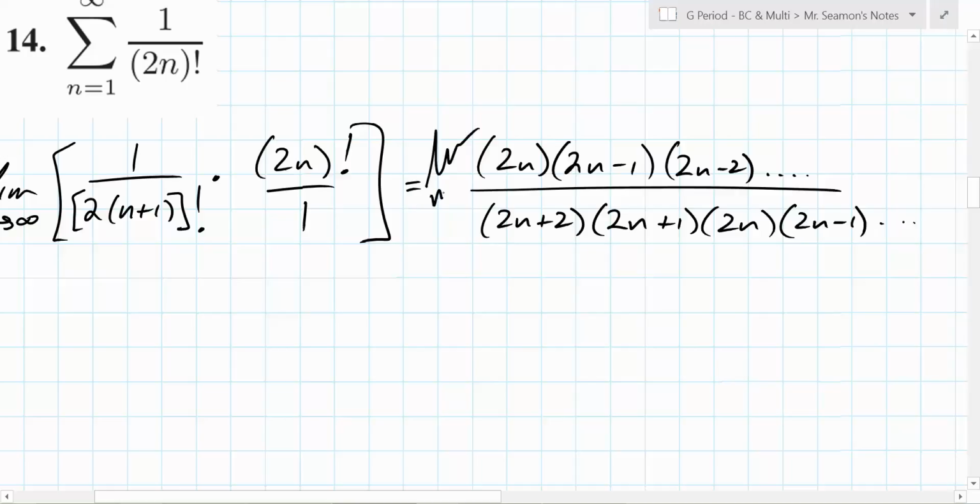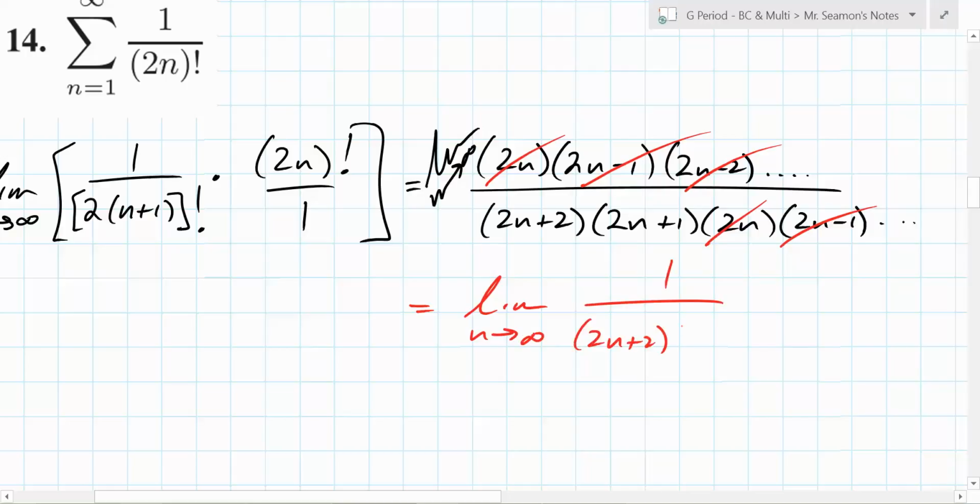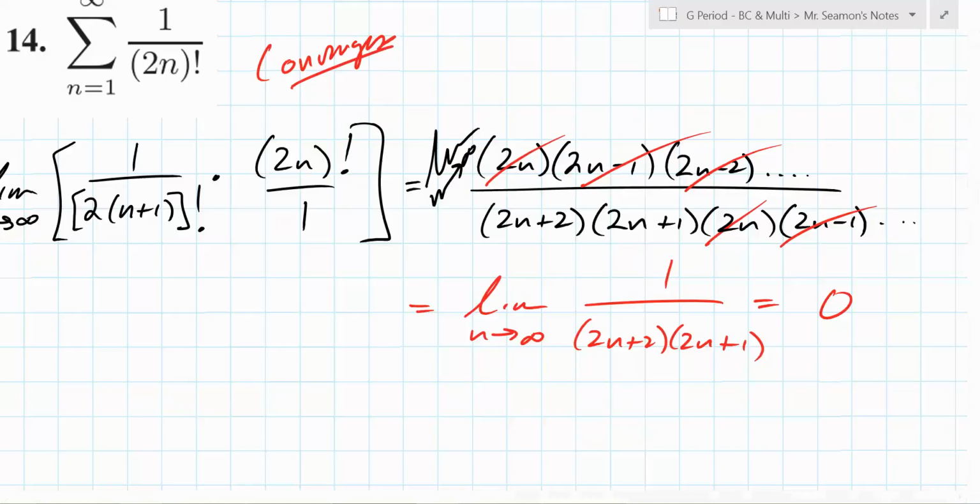And this is the limit as n goes to infinity, right? Now do we get a bunch of things that cancel? This goes away, right? So what are you left with? The limit as n goes to infinity of 1 over 2n plus 1. And as n goes to infinity, what does that go to? 0. It goes to 0. So therefore this what? Converges. Because the limit goes to something less than 1.